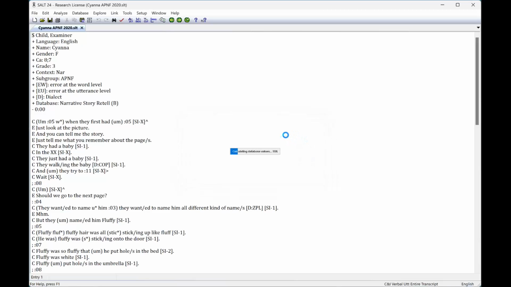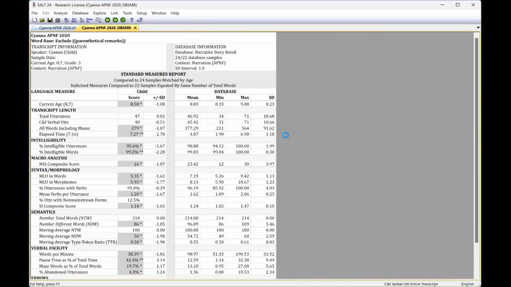And then this is literally going and calculating all of the numbers live with the SALT database. And then after a couple seconds, we'll have our report. So this is our standard measures report. And as we said, this is kind of your cover sheet. So let's go ahead and take a minute to interpret this report.